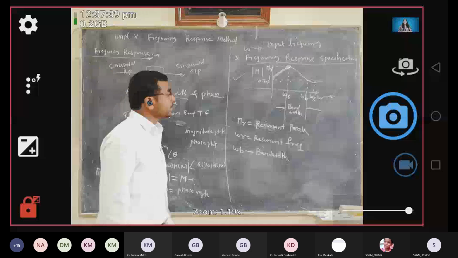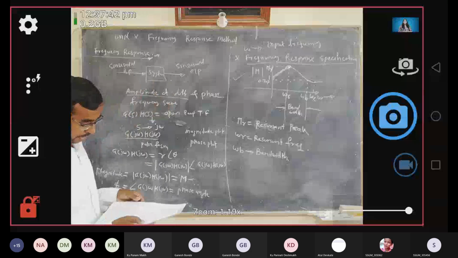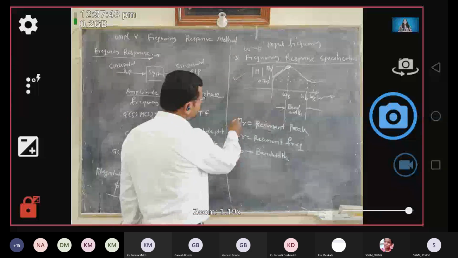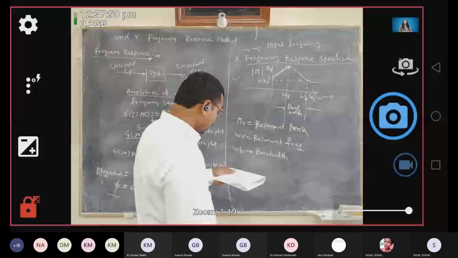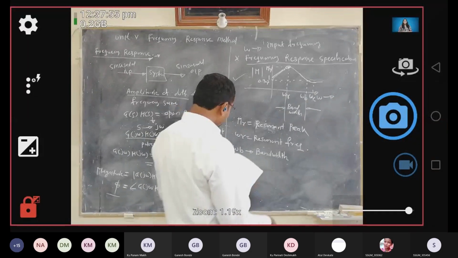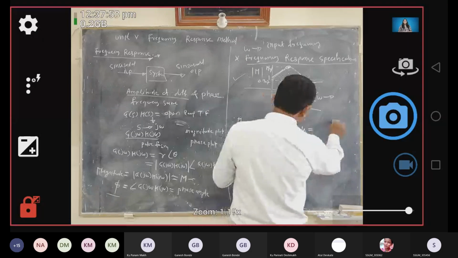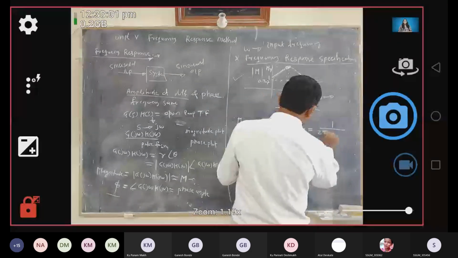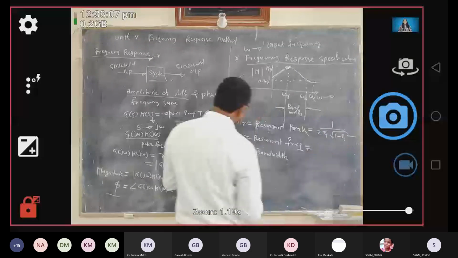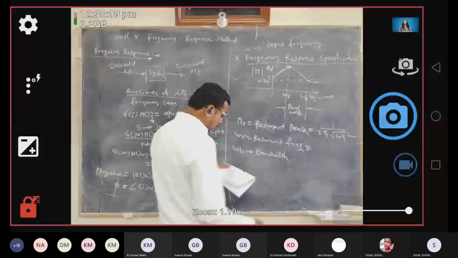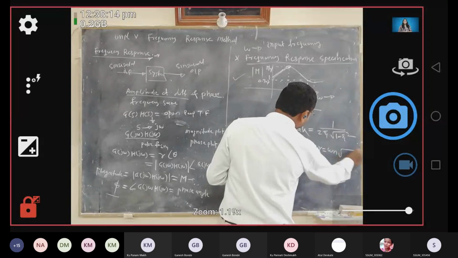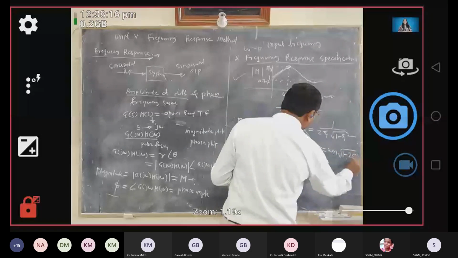They are analogous quantities. Small derivations will be there, but I am not going to derive them. I have already given them in my notes, so just go through it. I will just give you the formulas. Mr will be given by 1 upon 2 zeta into square root of 1 minus zeta square, where omega r is the resonant frequency, and it is given by omega r equal to omega n into square root of 1 minus 2 zeta square.